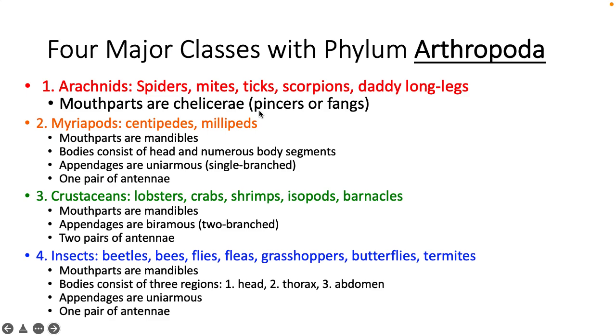Myriapods is just your centipedes and millipedes, and you'll have to know the difference between those two. Crustaceans are biramous, two-branched limbs, and they also have two pairs of antennae, which is unique to the crustaceans, whereas the myriapods have just one pair of antennae. Same with the insects, one pair of antennae, but their appendages are uniramous, or just one-branched. Another unique thing about insects is that they have three body regions, a head, the thorax, and the abdomen, or three tagmata.